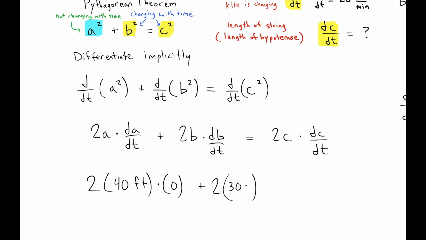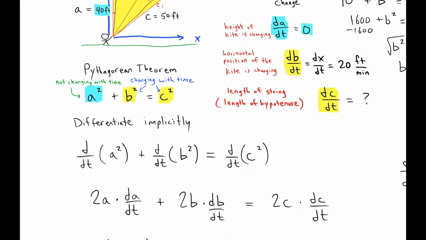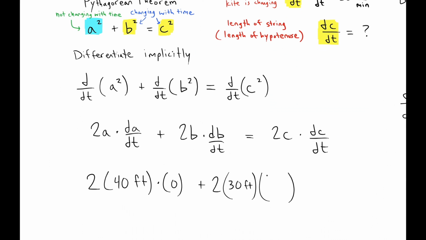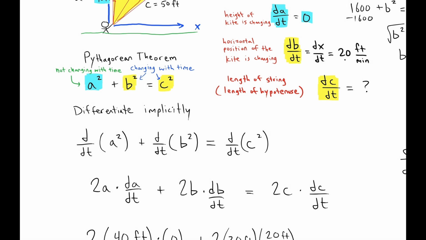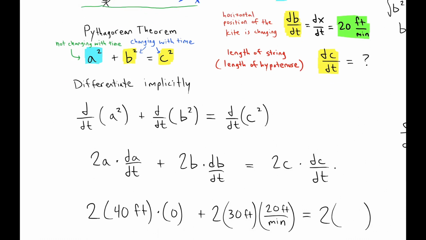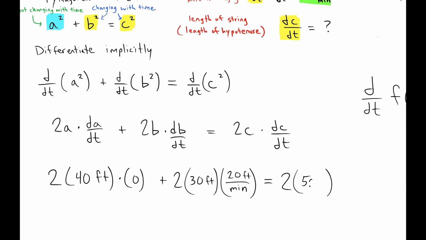Now I'm going to plug that in. I'll now want to multiply by dB dt. That was given in the problem. Right here, it is the horizontal velocity of the kite, 20 feet per minute. I also wrote it here that dB dt was 20. Now I'll plug in C, which is 50 feet. That's the length of the string at the time described in the question.